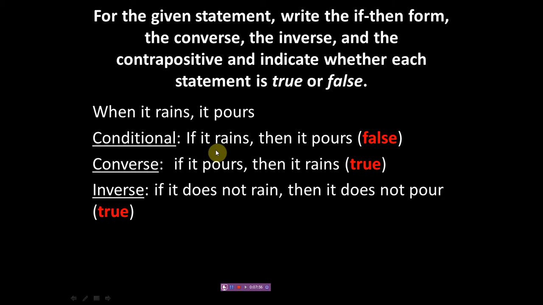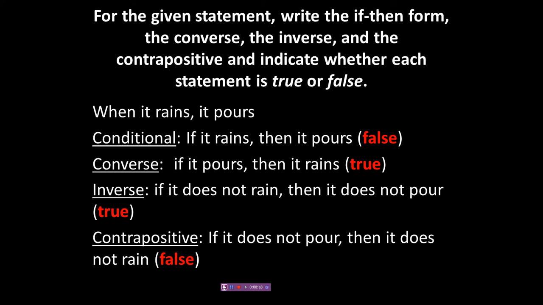The inverse is to negate the hypothesis and negate the conclusion with this word "not." Okay, so if it does not rain, then it does not pour. And this is also true, right? Because if it's not raining outside, then it can't be pouring outside. Pouring is just the form of hard rain. So if it's not raining at all, then it's not raining hard.